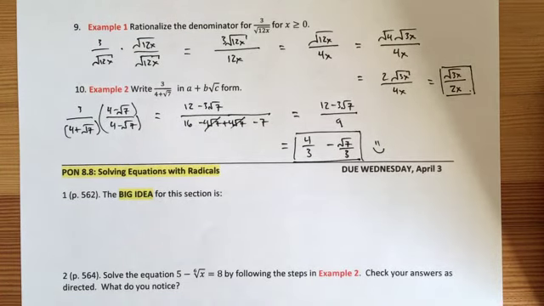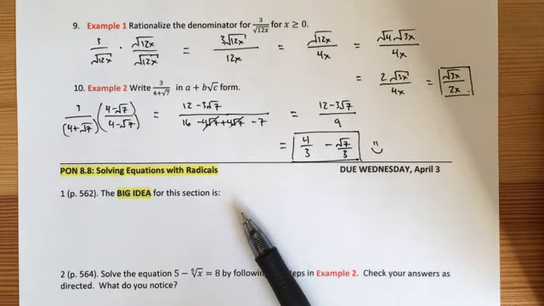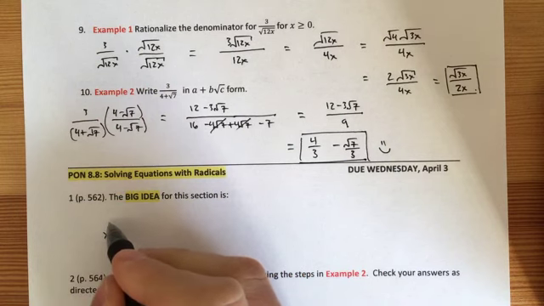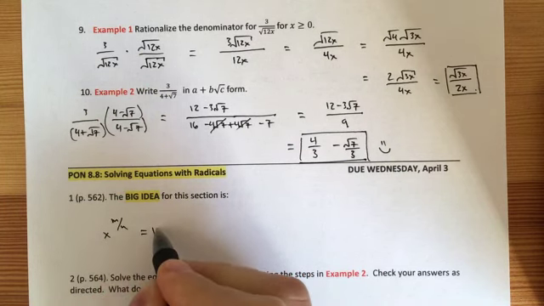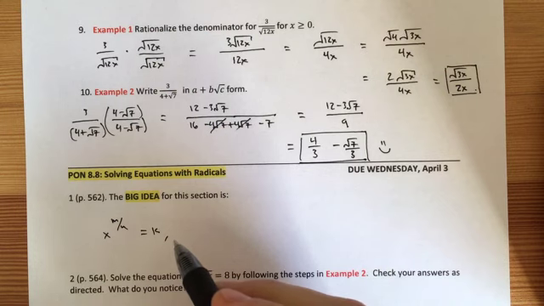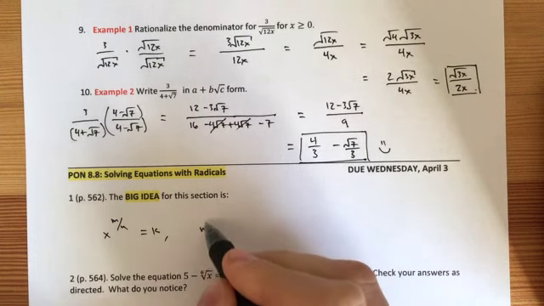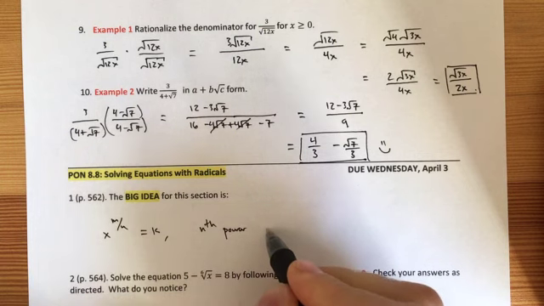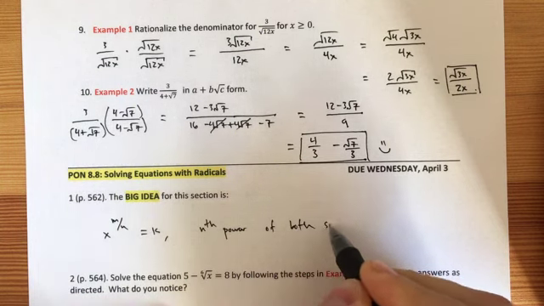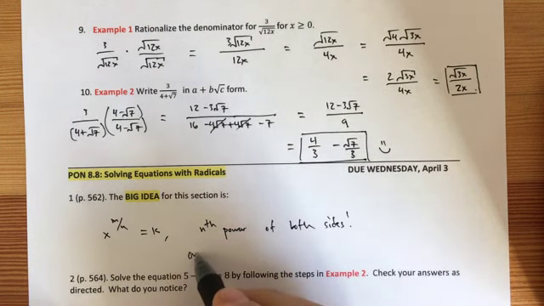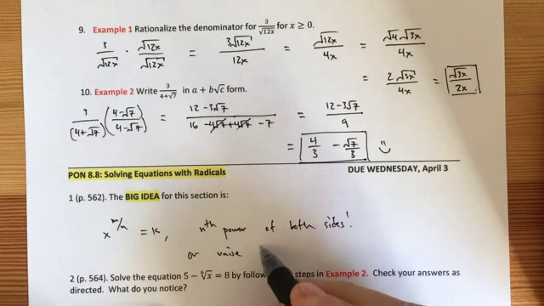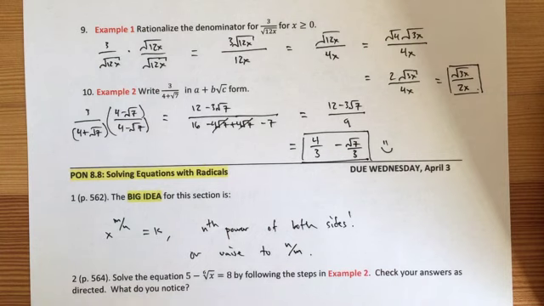So we're now going to continue on with PON 8.8, solving equations with radicals. And the big idea for this section is to solve an equation of the form x to the m over n equals k, where m and n are integers. Take the nth power of both sides, or raise to the reciprocal power. So you could raise to the n over m and do both things at once. So you're raising it to the nth power and taking the mth root. So that's what you would want to do.